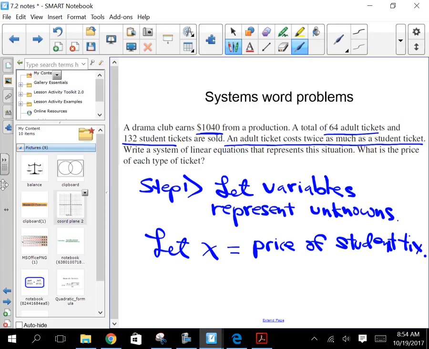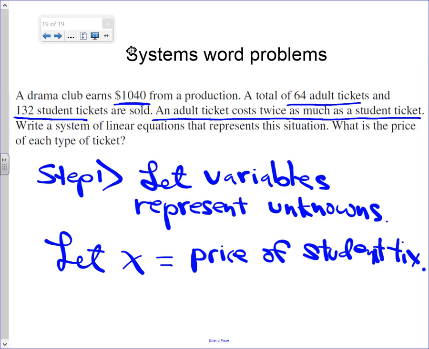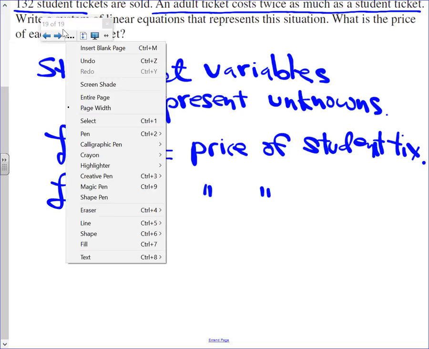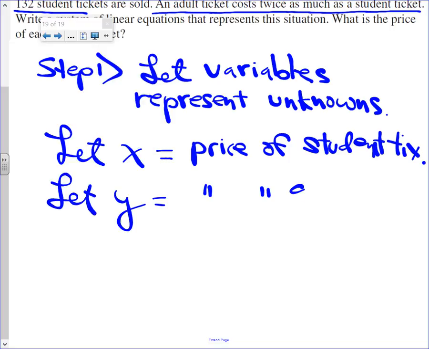Let y then, let y, Vega, what's the other type of ticket? Say again? Price of adult ticket. So let y equal, I'm going to put little quotations, because quotation means it's exactly the same as above. Price of adult tickets. I got you, Sanchez, hold up. Adult tickets.